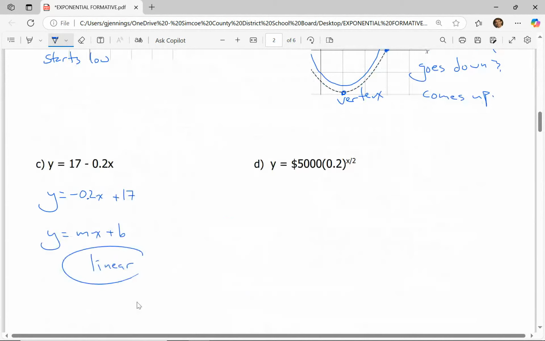Now, what about this next one? $5,000 multiplied by 0.2 raised to the power x over 2? Wait, we're dividing x by 2. No, don't get confused. X is the exponent. Therefore, this is an exponential function. All right, let's keep going.